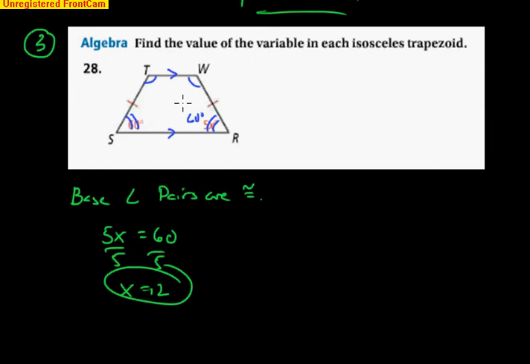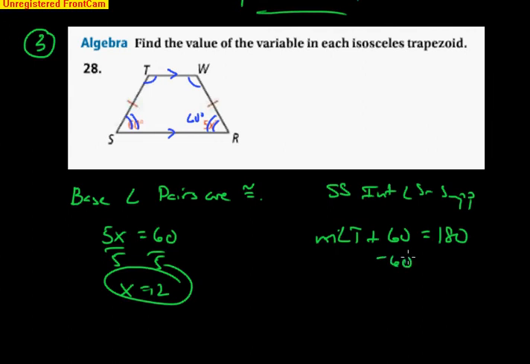I think it's also important to talk about how we find T and W. If I wanted to find T and W, I need to know that the angles down the legs are supplementary. They are same side interior angles. So to find angle T, we'll use same side interior angles, which are supplementary. I add the measure of angle T to the measure of angle S, the 60 degrees, to get 180. And I'll subtract 60.